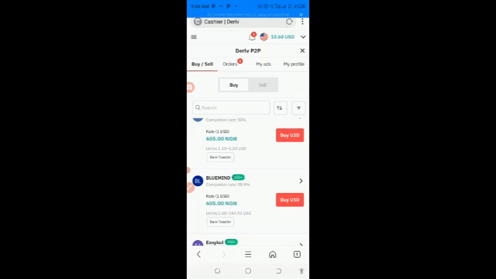So you can see this dollar that I have here. This is still my $13.60. Just for today, I can see I still have $19, of which I used that one to trade at MetaTrader immediately.